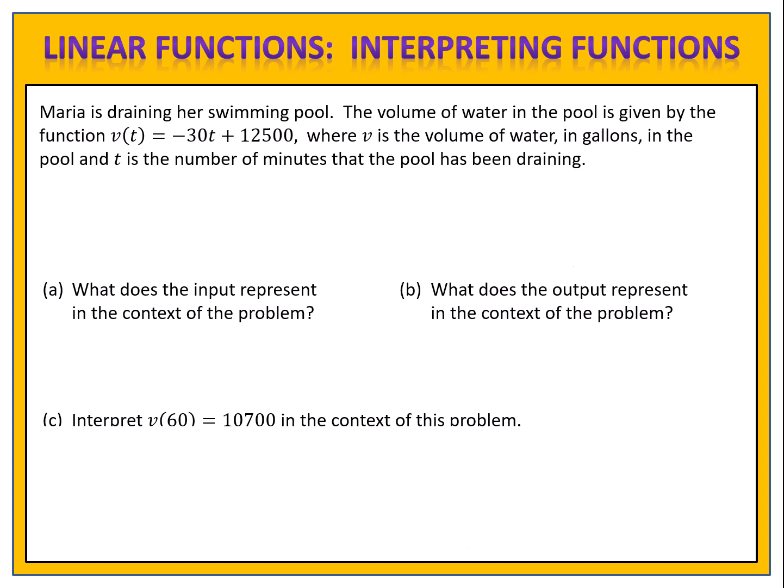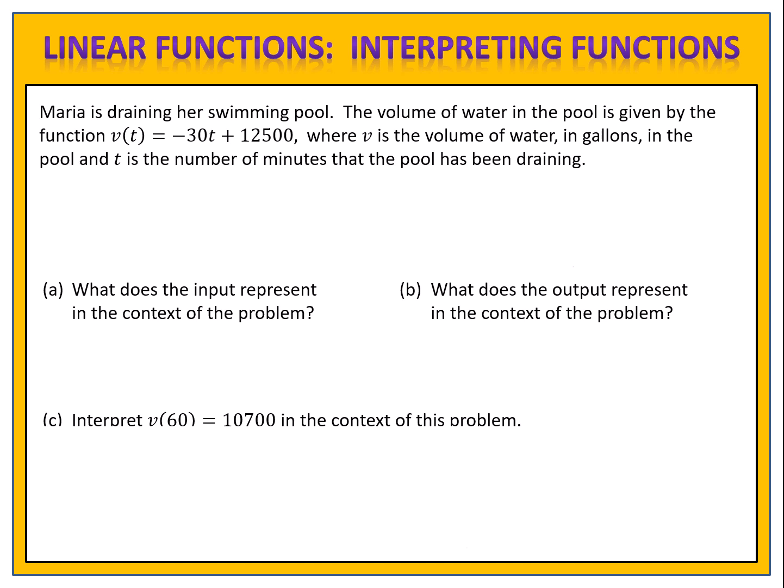In our first exercise, Maria is draining her swimming pool. The volume of water in the pool is given by the function v of t equals negative 30t plus 12,500, where v is the volume of water in gallons in the pool and t is the number of minutes since the pool has been draining.